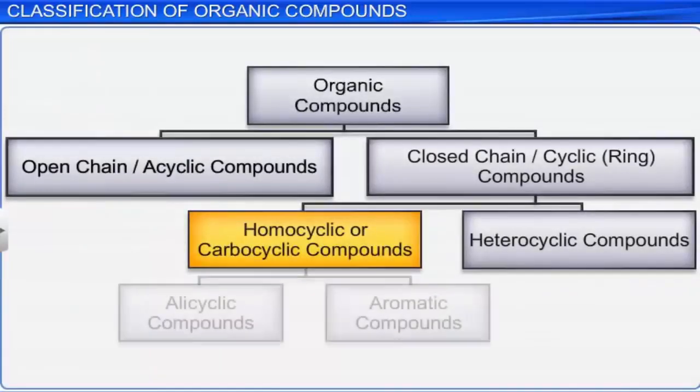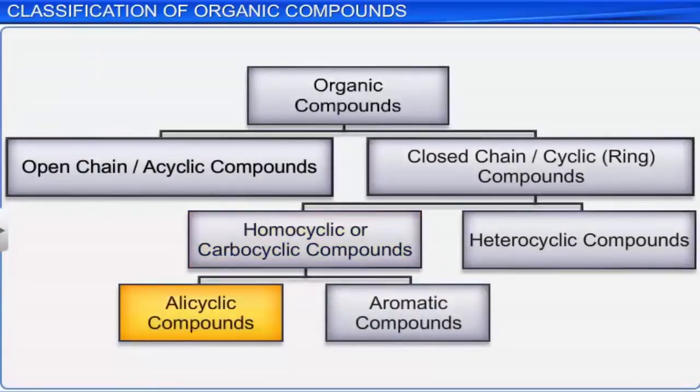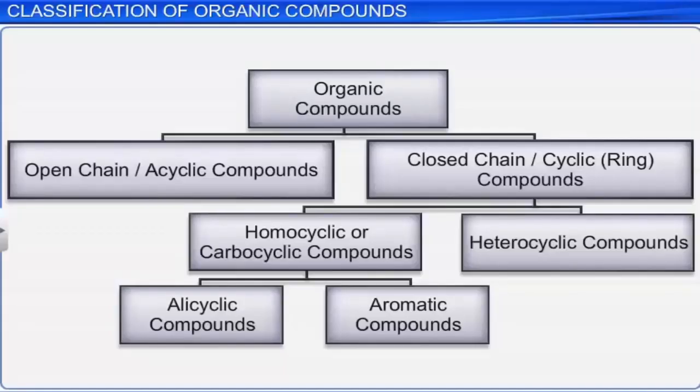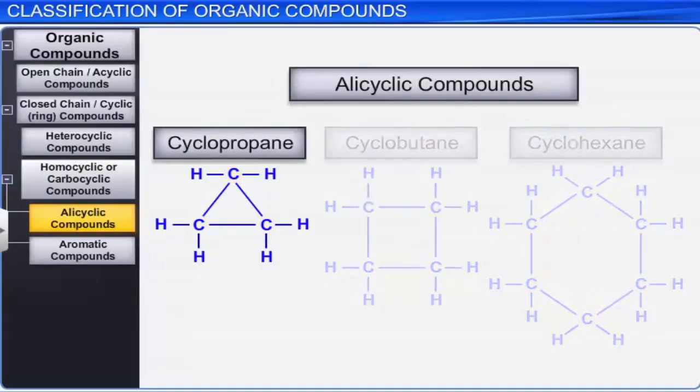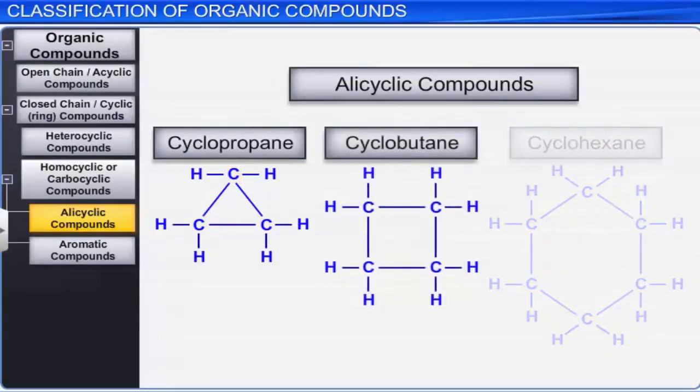Homocyclic compounds can be further classified as alicyclic compounds and aromatic compounds on the basis of their characteristic properties. Homocyclic compounds, which resemble aliphatic compounds in their properties, are called alicyclic compounds or aliphatic cyclic compounds. An alicyclic compound consists of a ring which has only carbon atoms. For example, cyclopropane, cyclobutane, and cyclohexane.